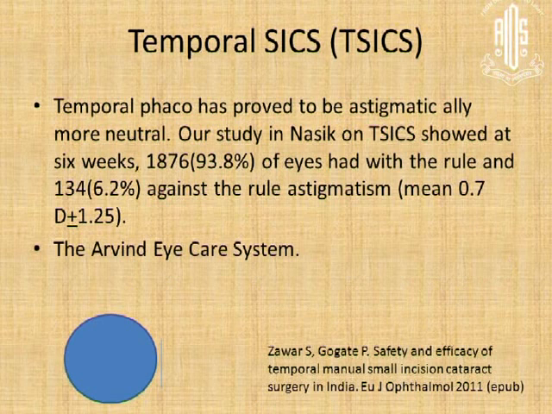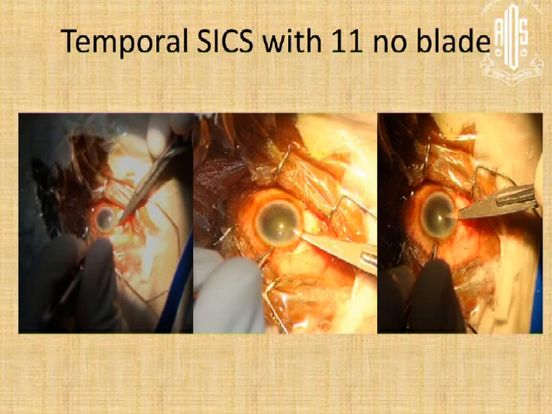And we have a large study we have done in Nasik, which we published in the European Journal, which shows that even temporal SICS is not just effective, it is very, very safe. And the Arvind Eye Care System, which does the maximum number of SICS, about 3 lakh surgeries, they also all do temporal SICS. So temporal SICS even can be done with an 11 number blade.